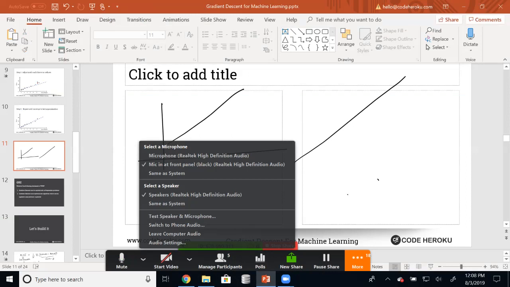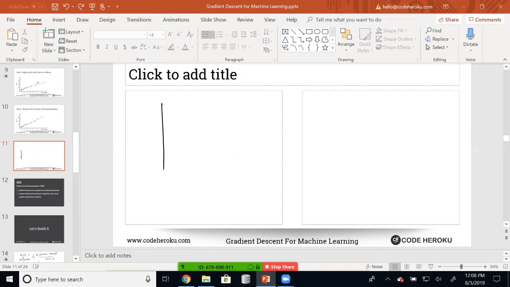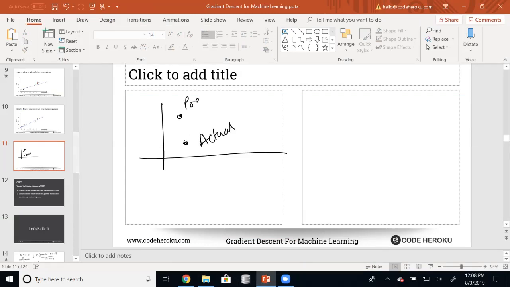Oops, I don't want this. Okay. So let's say I just have 2 points over here. So this is my predicted value and this is my actual value. And my line is going over here. This is my predicted value and this is the actual value. So do I want my line to go up or down? Should my line move upwards or downwards? Yeah, the line should move down, right?